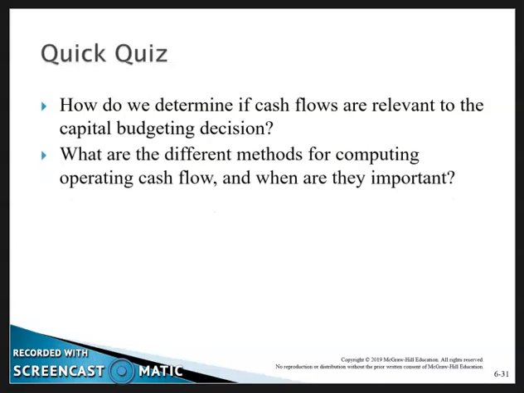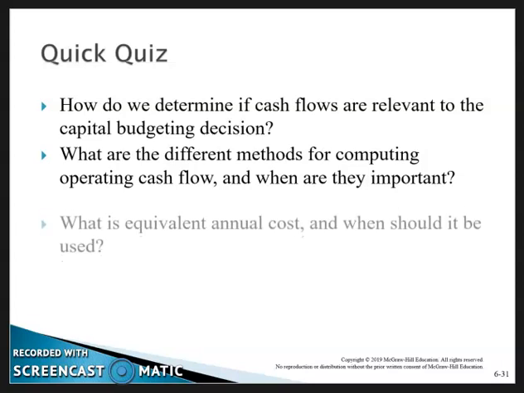So, different methods for computing operating cash flows. One thing to note here is that there are 3 different methods for calculating operating cash flows, but you should always get the same answer. The first is a top-down approach, second is a bottom-up approach, and the other is a tax shield approach. In most cases, you should be able to use any one of these approaches and get the exact same answer.